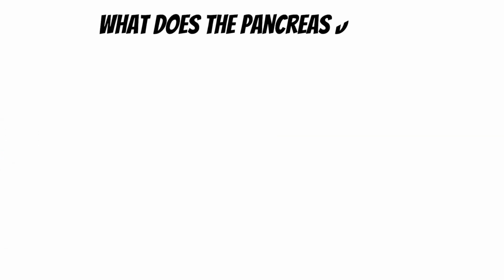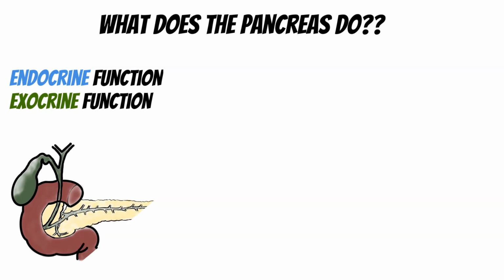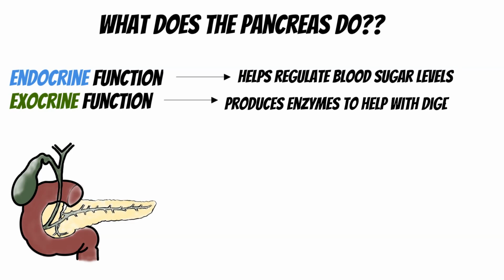We've gone over some basic anatomy and talked about these juices that are secreted from the pancreas. Let's actually talk about what the pancreas does, right? So what does the pancreas actually do? The pancreas has an endocrine function and an exocrine function. In the endocrine function, it helps regulate blood sugar levels.